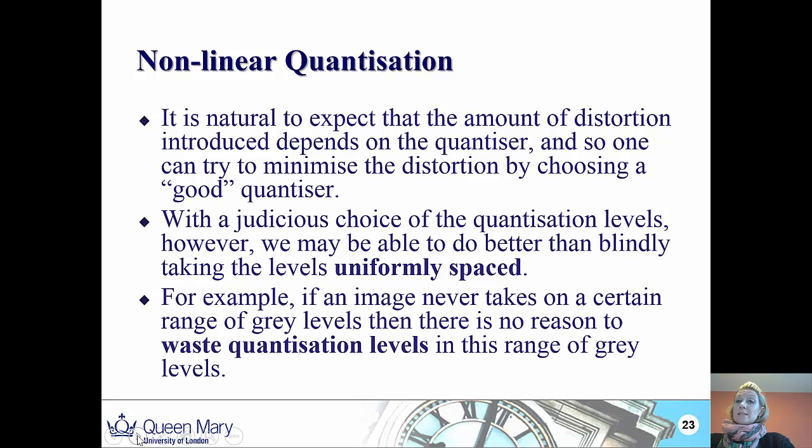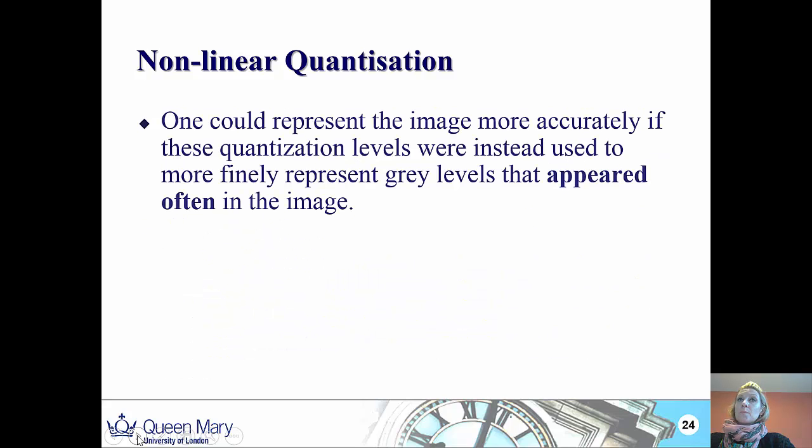So as an example of a situation where it might be better to not use uniformly spaced intervals, if we have an image and it never takes on a certain range of grey levels, then there's no reason to waste quantization levels in this range of grey levels. So we don't need to waste the allocation of these levels for certain grey values which are never actually used in the signal. So with the non-linear, the non-uniform approach, we're using the levels to more efficiently and accurately represent the actual data which is being communicated.